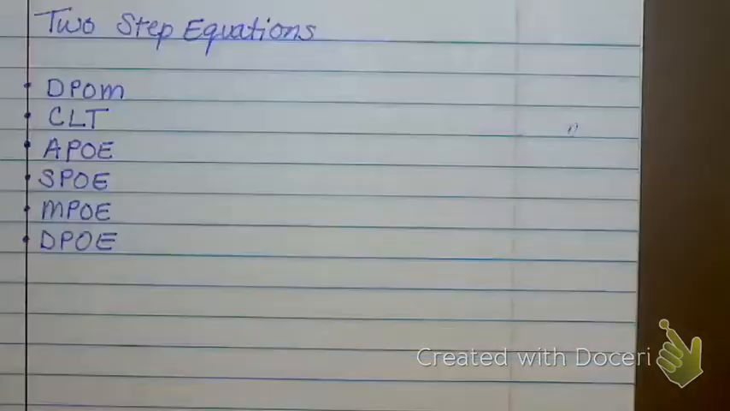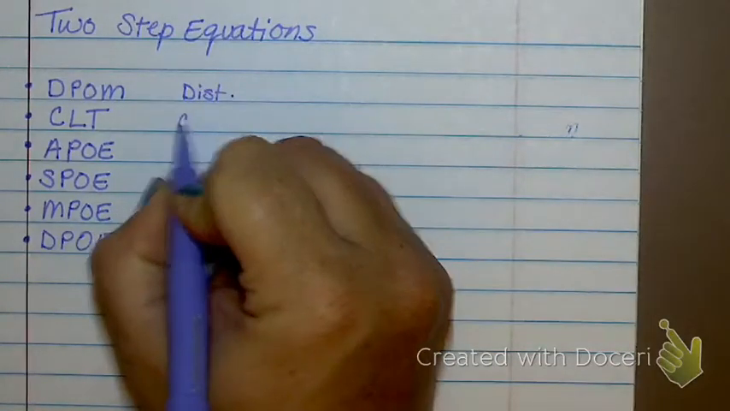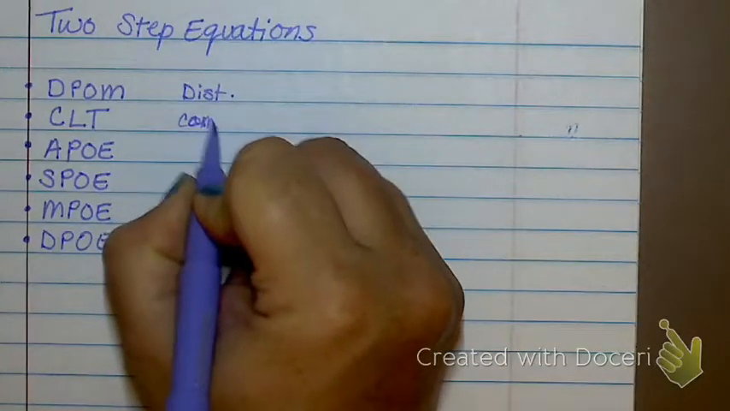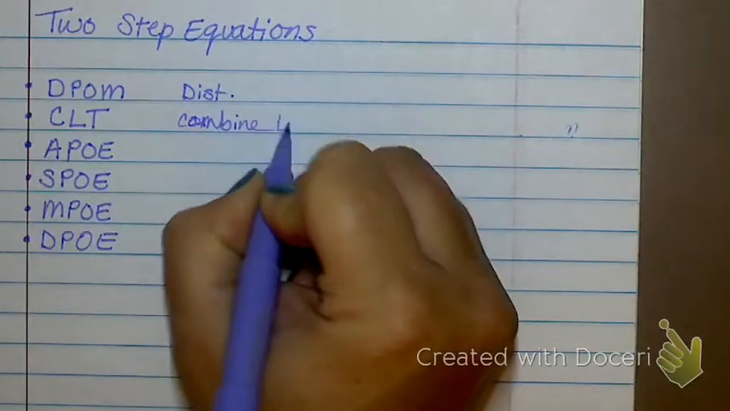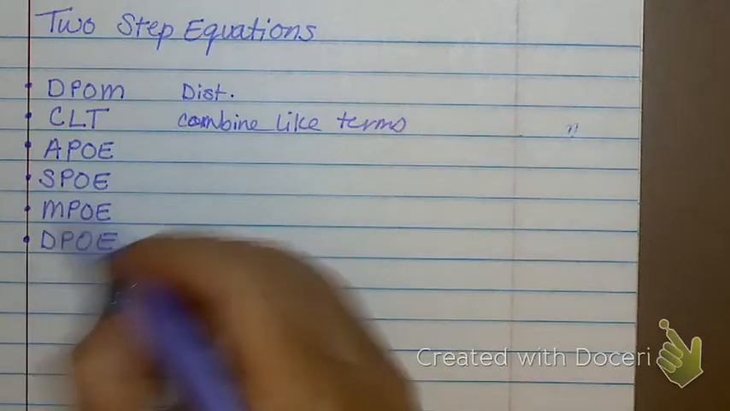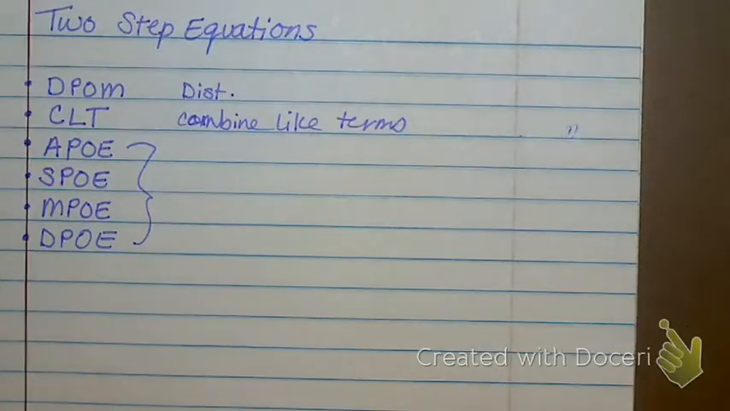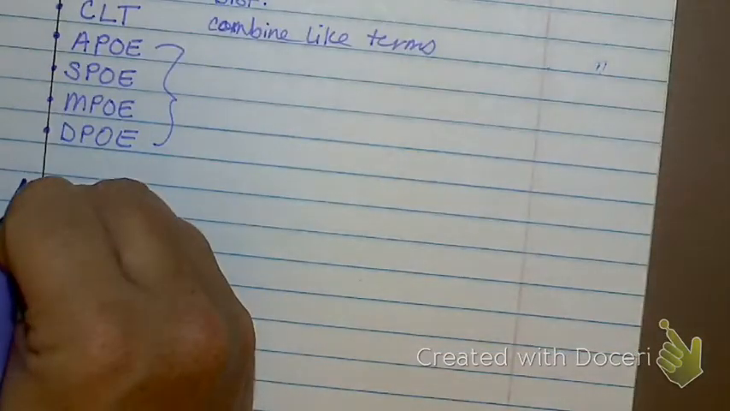So these are the properties we did yesterday. Distributive, combine like terms. Addition, subtraction, multiplication, division. This is where you spent most of your time last night. Yeah? We're going to add the other two today. Okay? Are you ready? I have 10 examples for you. So we're going to do 10 problems together.